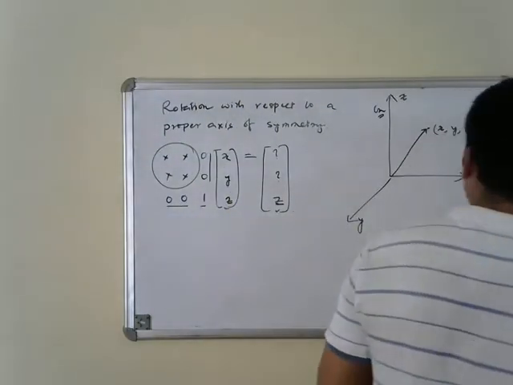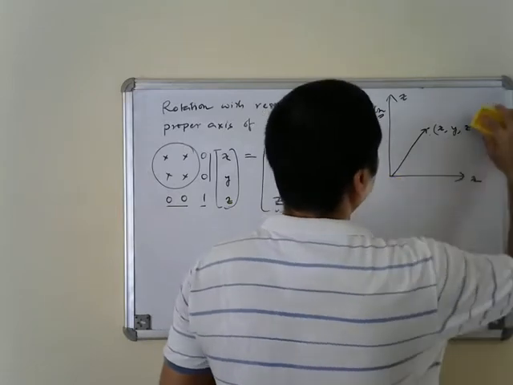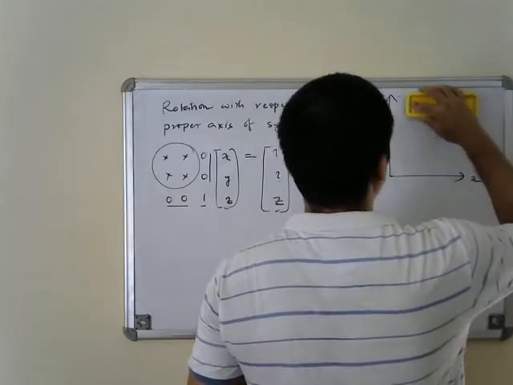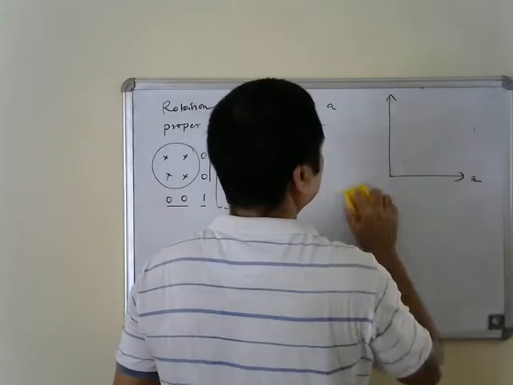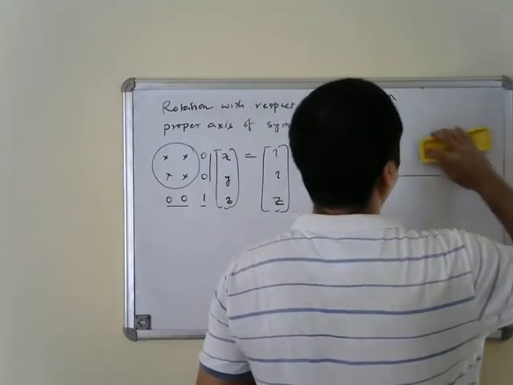So let us assume, because now we know that the z coordinate is not going to change, let us only look at the x and y coordinates.